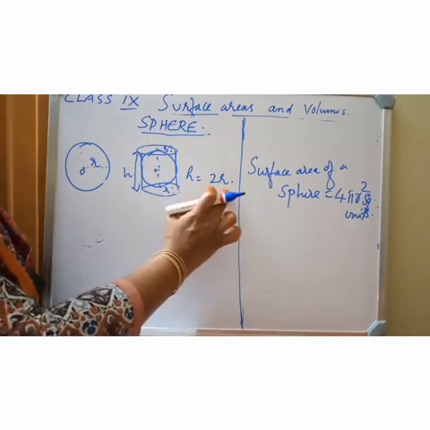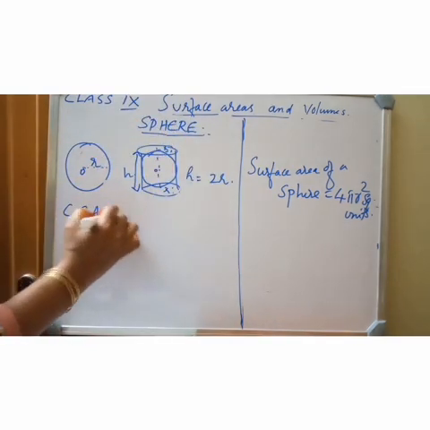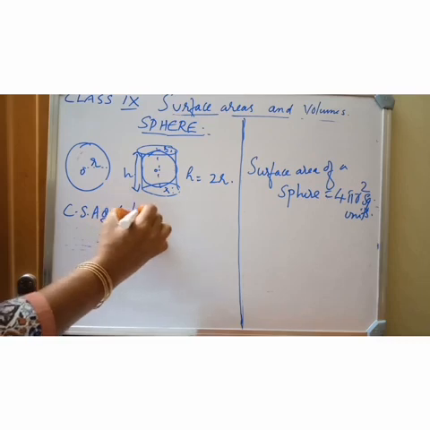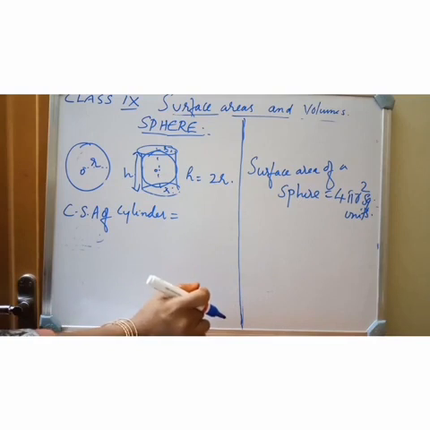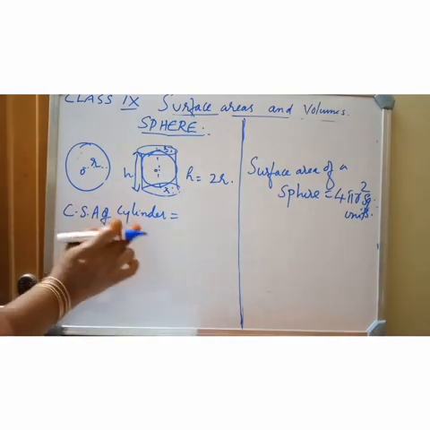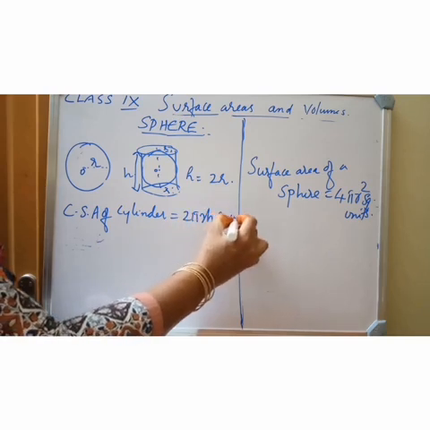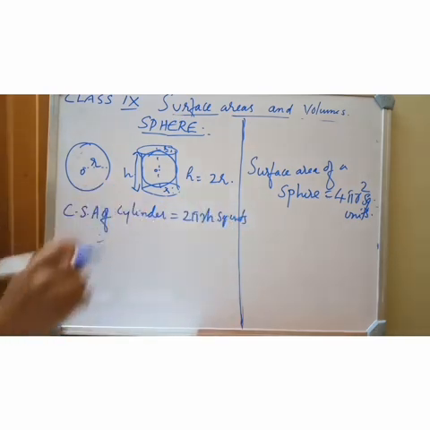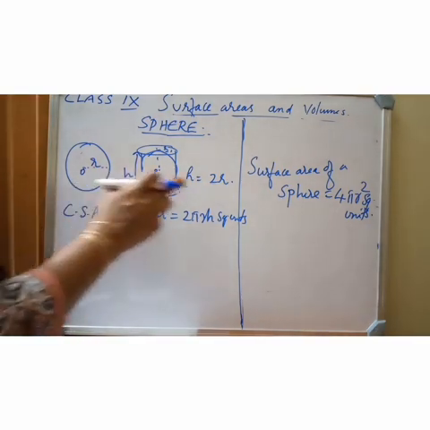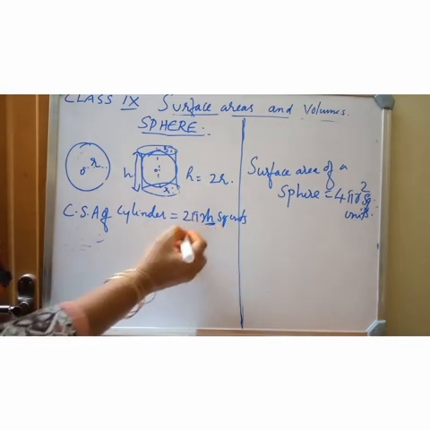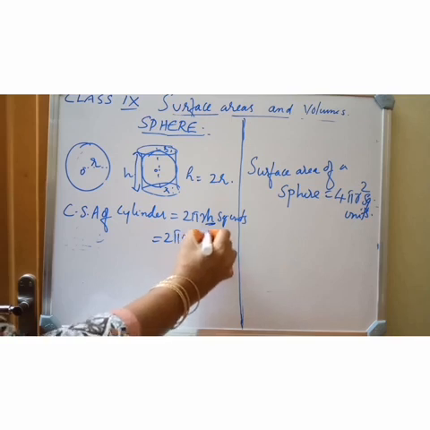So what is the curved surface area of a cylinder? Already you studied it. This is the derivation of how we get the 4 pi r square unit formula. The curved surface area of a cylinder is 2 pi r h square units. Here h is the same as 2r, so replace h by 2r. You will get 2 pi r into 2r.